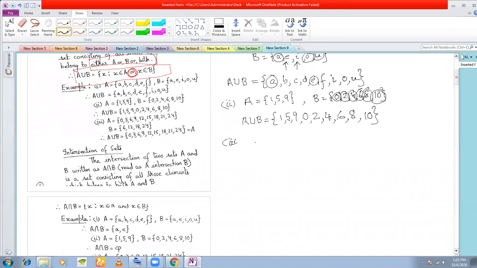Third example. A is the set 0, 3, 6, 9, 12, 15, 18, 21, 24. And B is the set 6, 12, 18, 24. So what should be A union B? Now someone will tell me, Ritika, you tell me, what should be A union B?